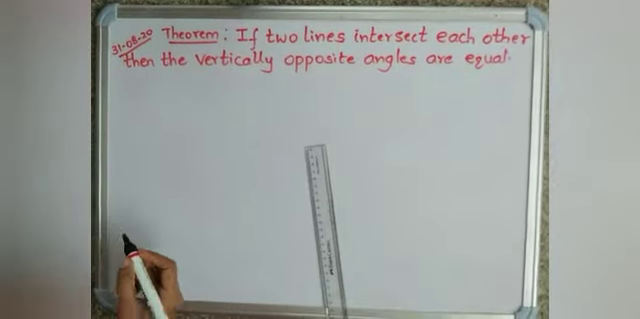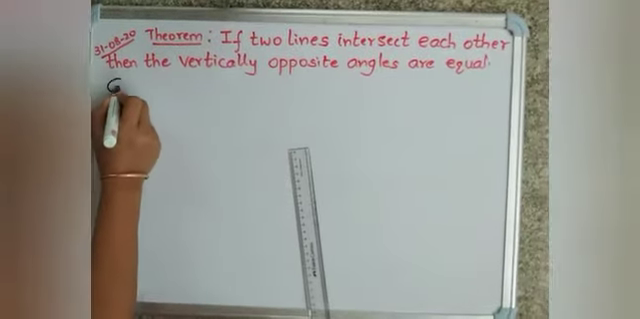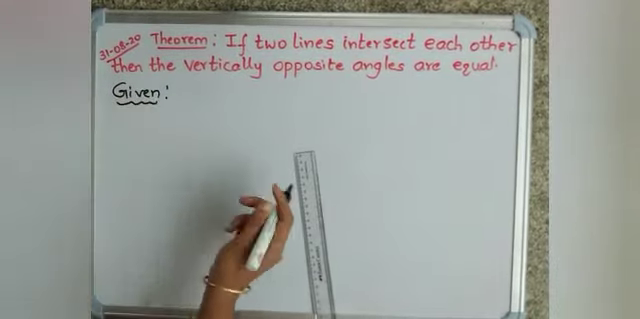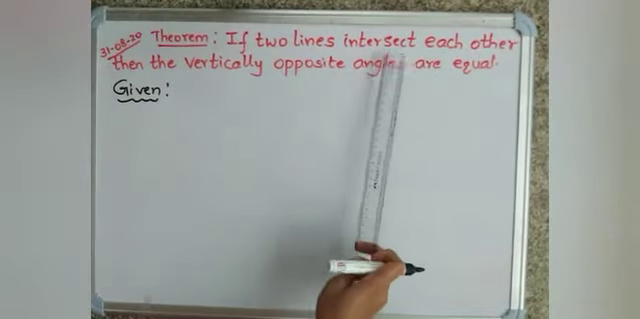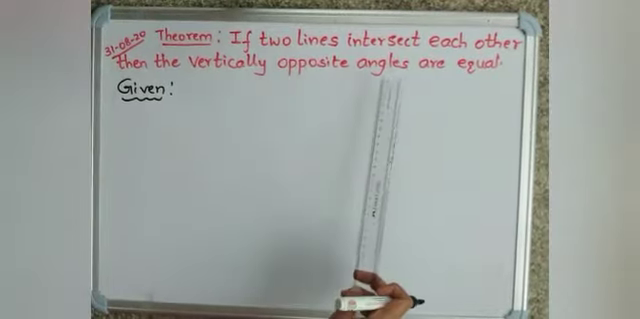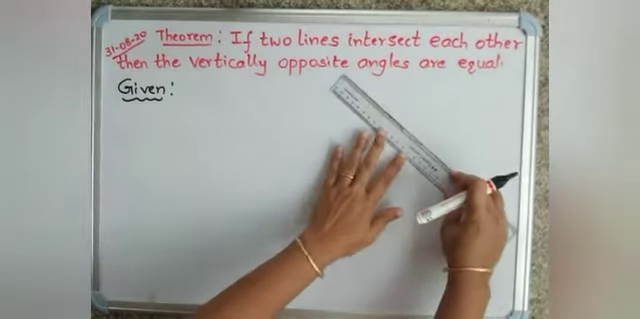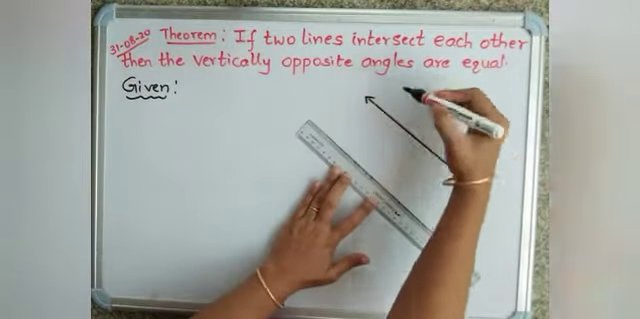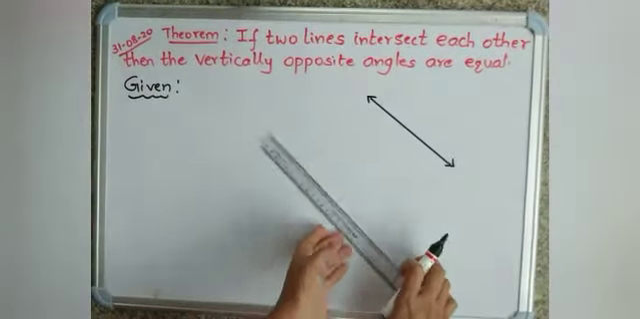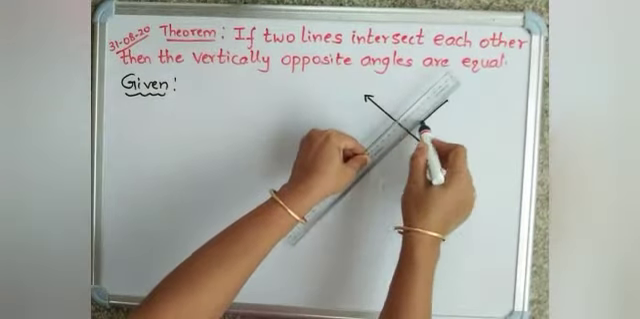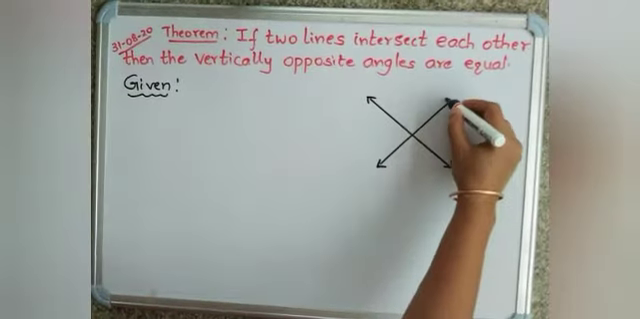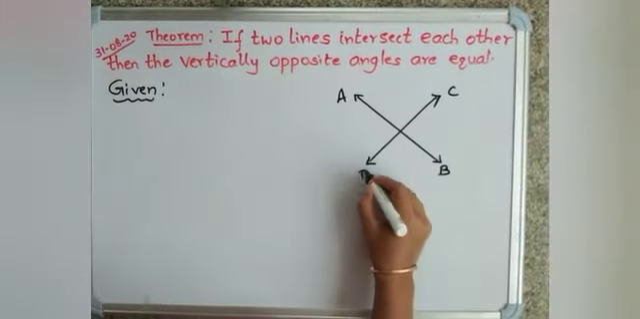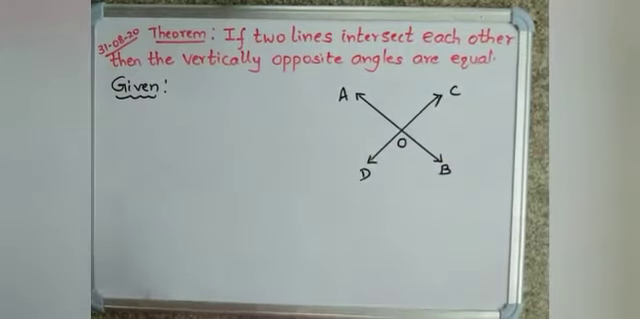Let's write the first step, that is given. So what is given? If two lines intersect each other, so two lines are given. So I am going to draw two lines, that is AB and CD. I am naming those lines as AB and CD, and these are going to meet or intersect at O.